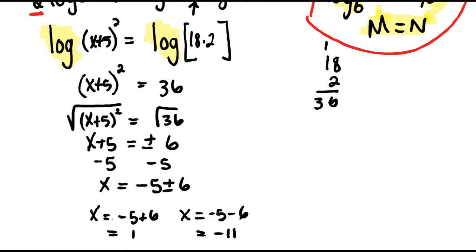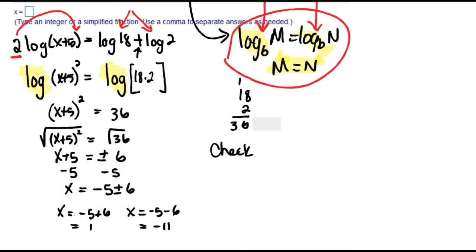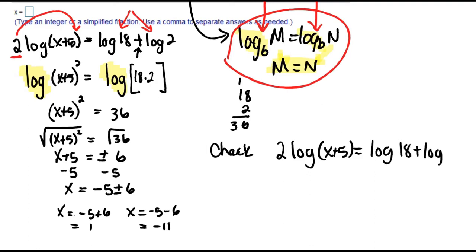And we need to check. So let's check. Our original is 2 log of (x plus 5) equals log of 18 plus log of 2. So I'm checking the x equals 1. If I were to plug a 1 in for my variable, would I have a positive in here? And I would, so I can keep that.